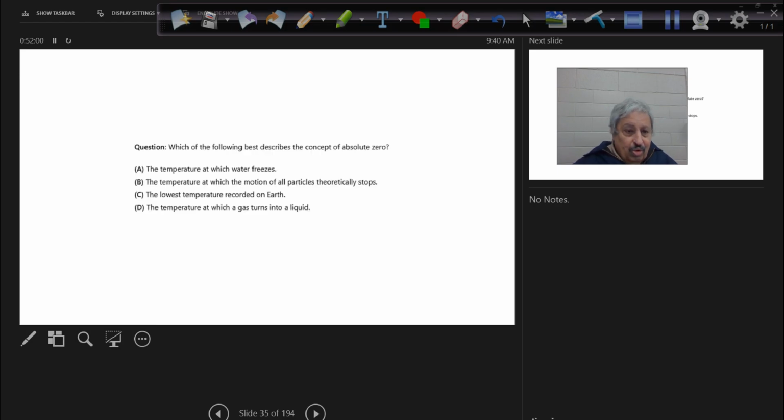So question: which of the following describes the concept of absolute zero? Temperature at which H2O freezes? No, that's not absolute zero. That's a normal 0 centigrade Celsius. That's not. The temperature at which motion of all particles theoretically stops. That sounds right. When I say absolute zero, it means absolute rest, correct? Absolute zero means absolute zero motion. So absolute rest. So that is possible.